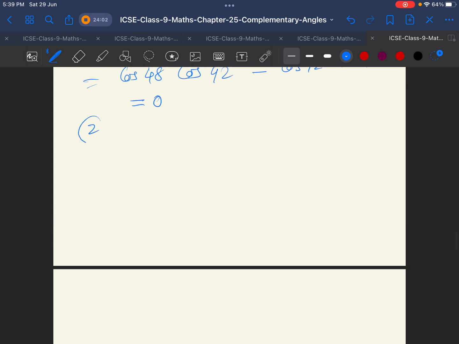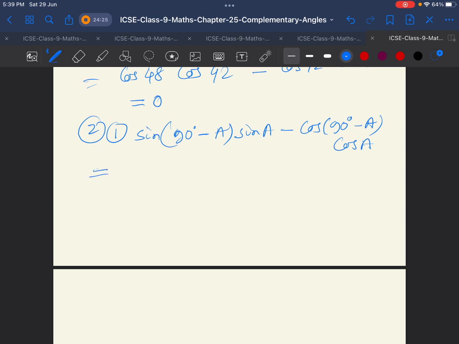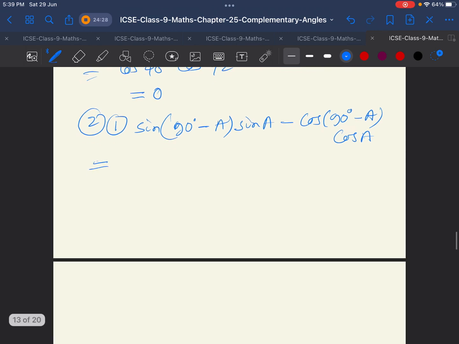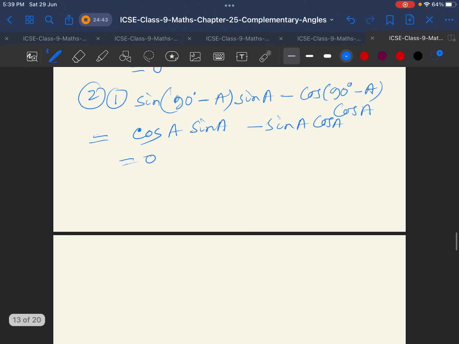Now question number 2, evaluate this: sin (90 minus a) sin a minus cos (90 minus a) cos a. Sin (90 minus a) we can write as cos a, so cos a sin a minus sin a cos a, so this is 0.